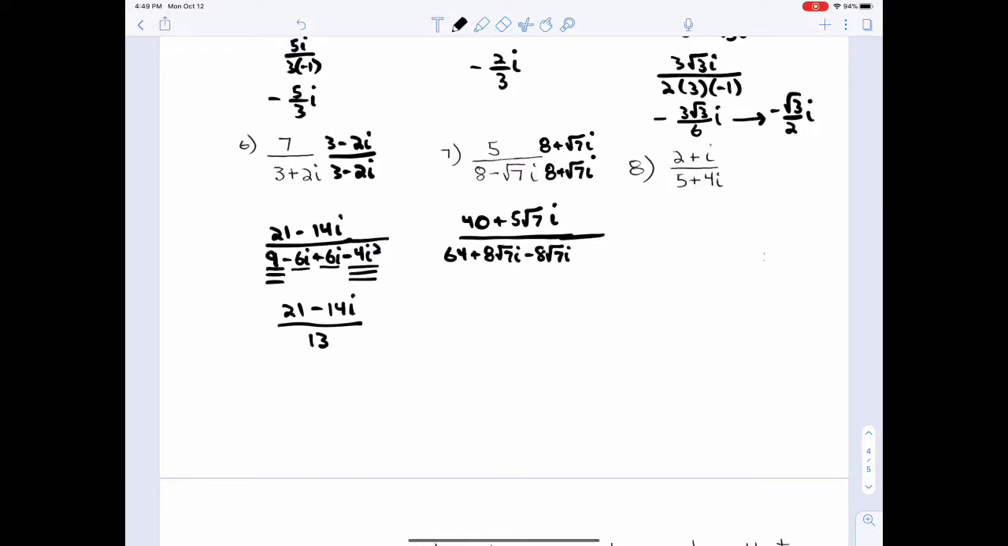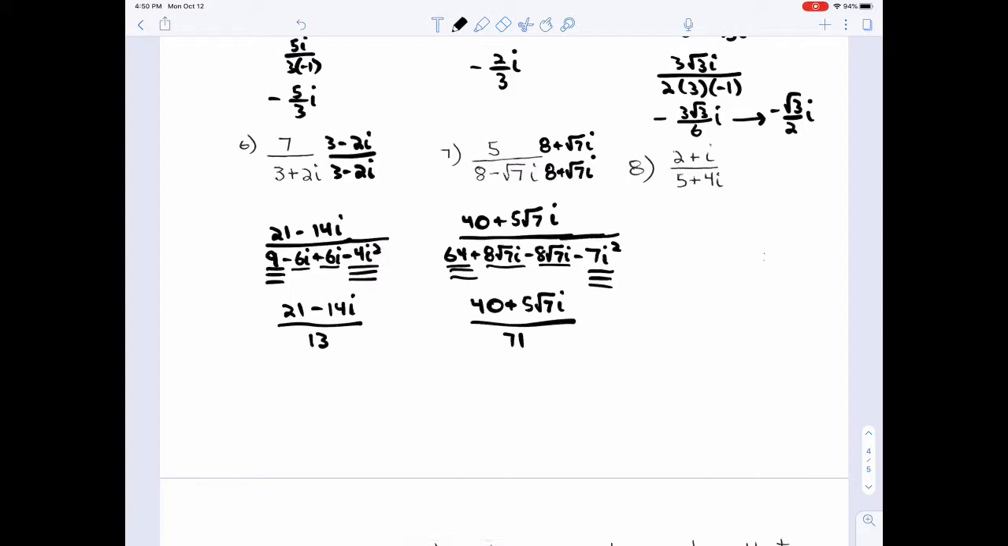And then you got to be really careful here. What's the square root of 7 times the square root of 7? It's just 7, okay? It's not 49. It's the square root of 49, which is 7, and then 7i squared. And again, what's this 7i squared? The 7i squared is plus 7. So we have 40 plus 5 square root of 7i all over. These go away, and we combine the 64 with the plus 7, and we get 71.